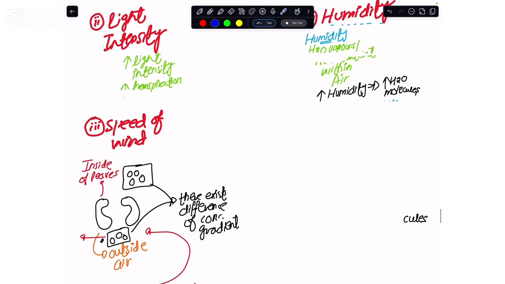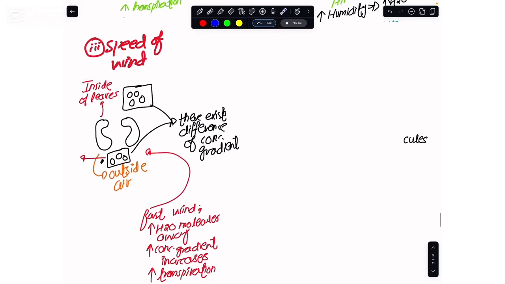The other factor determining the rate of transpiration is the speed of the wind. Here we have the external air, and in the external air we have water molecules, which are also available within the air spaces of the spongy mesophyll cells. They are moving outward with the help of transpiration. Now, in the external environment, if I increase the speed of the wind, the water molecules that have just escaped outside would be moved much quicker away from the spaces near the guard cells.